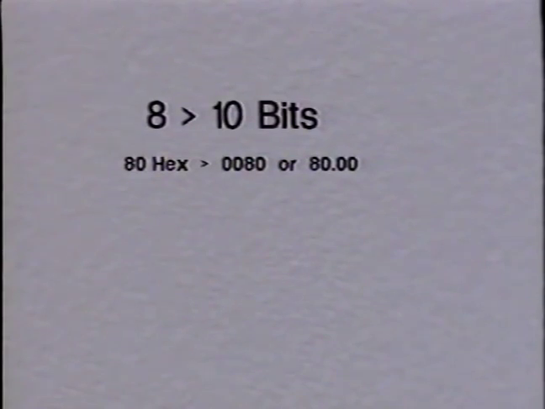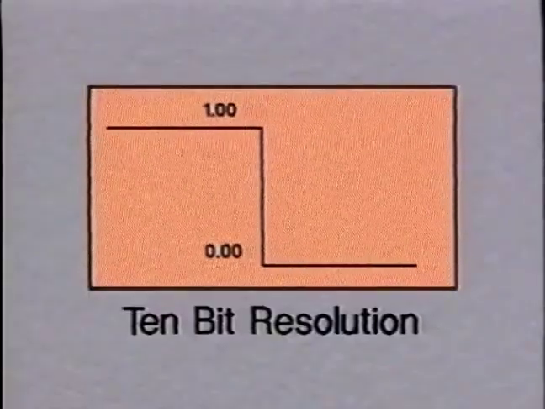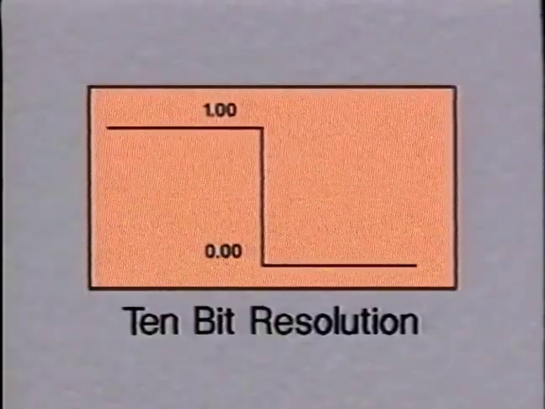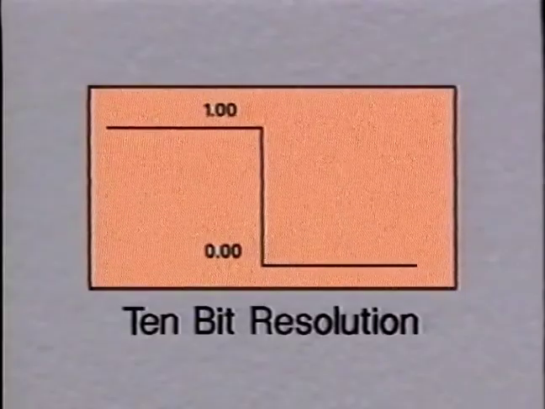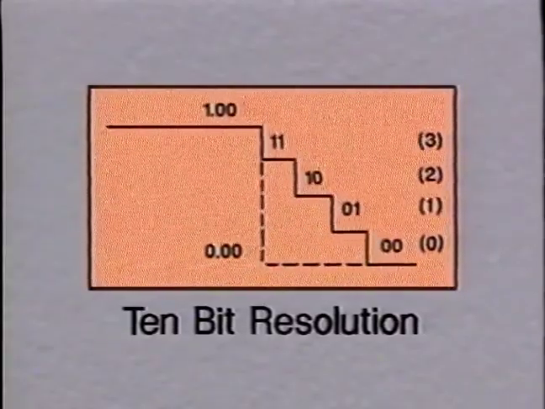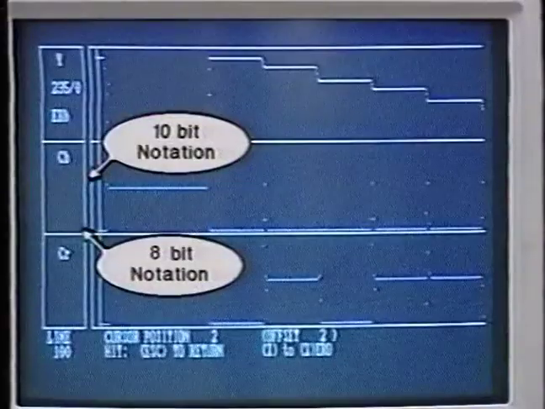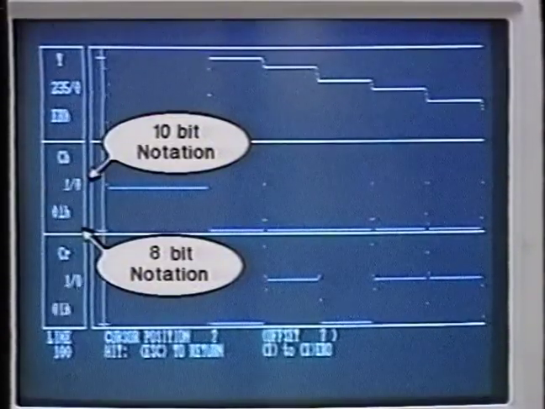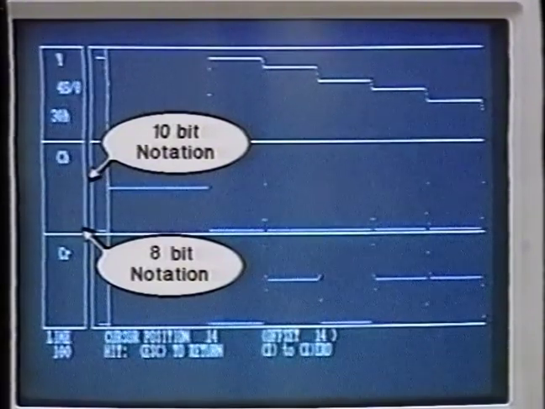Do we add 2 preceding zeros or 2 trailing zeros? Both are correct, but the end user must know which form is in use. Adding the 2 extra bits gives us 4 times the resolution. For every original step, we now have 4. Let's look at these signals in both 8 and 10-bit notation, as seen on this analyzer.